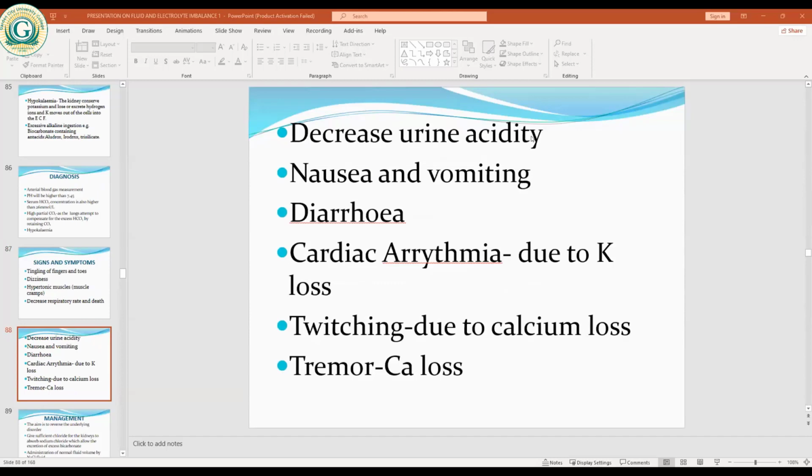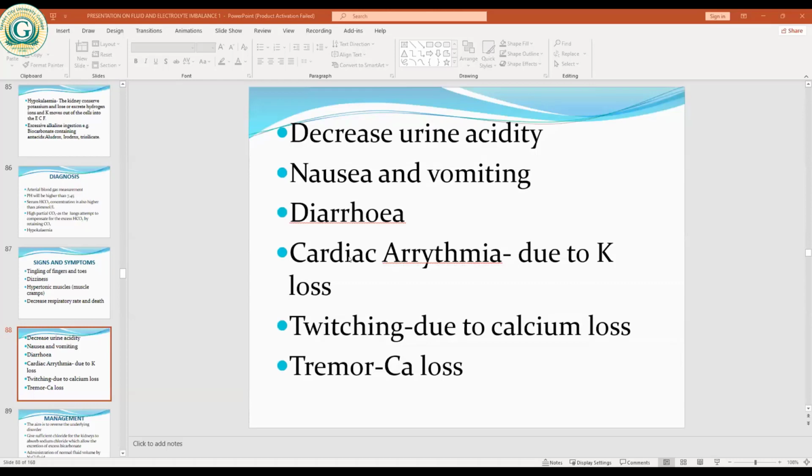There'll be nausea and vomiting. There'll be diarrhea. Cardiac arrhythmias due to potassium loss. Potassium has a direct effect on the myocardium. As you lose potassium, you have cardiac arrhythmia because you need potassium to stimulate the electrical conduction of the heart. And therefore, with that potassium loss, there will be arrhythmias and abnormal conduction. And once we have hypokalemia, there is poor conductivity around the heart.